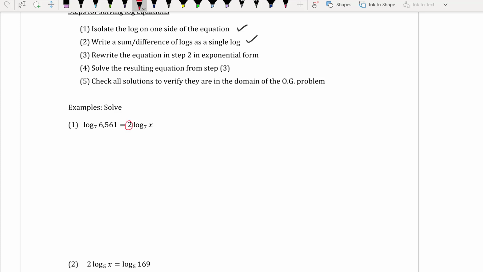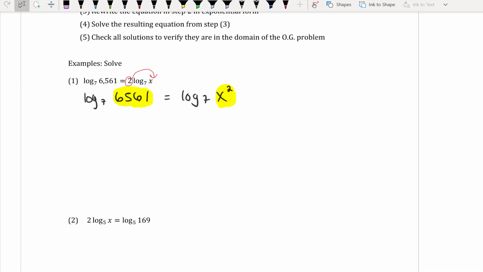So I'm going to take this 2, and I'm going to bring it up on top so that I have log base 7 of 6,561 is equal to log base 7 of x squared. So it's sort of like I'm condensing this, okay? So now from here, what we can use is the one-to-one property. So we know that this is log base 7, and this is log base 7. Then the one-to-one property tells us that those two things that are highlighted are equal to each other.